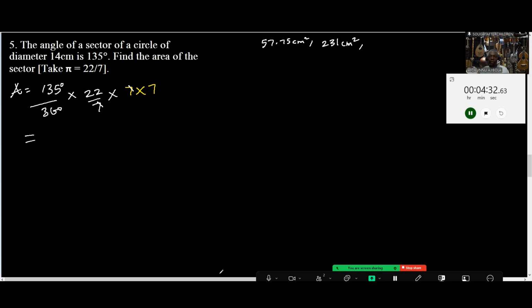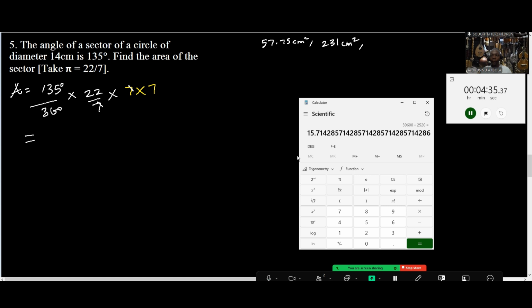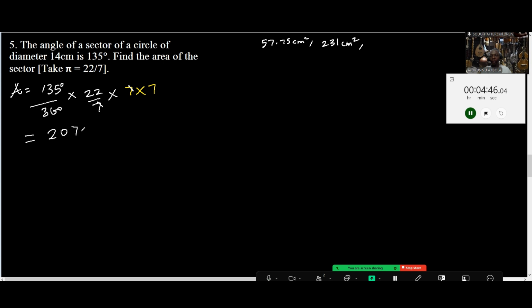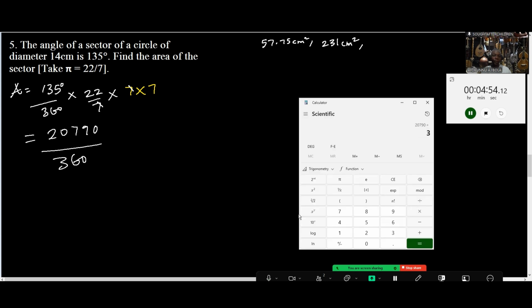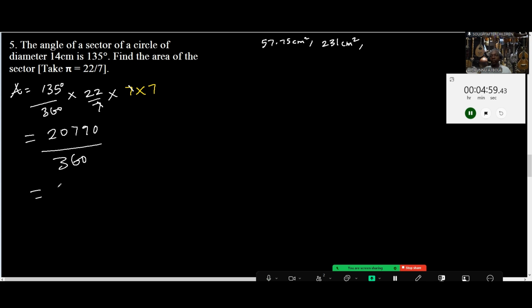Then 135. Okay, let's just use a calculator to divide this. I will say 135 times 22, then times 7. That gives me 2790. 2790 divided by 360. We have 57.75 cm squared. So that is the correct answer there.